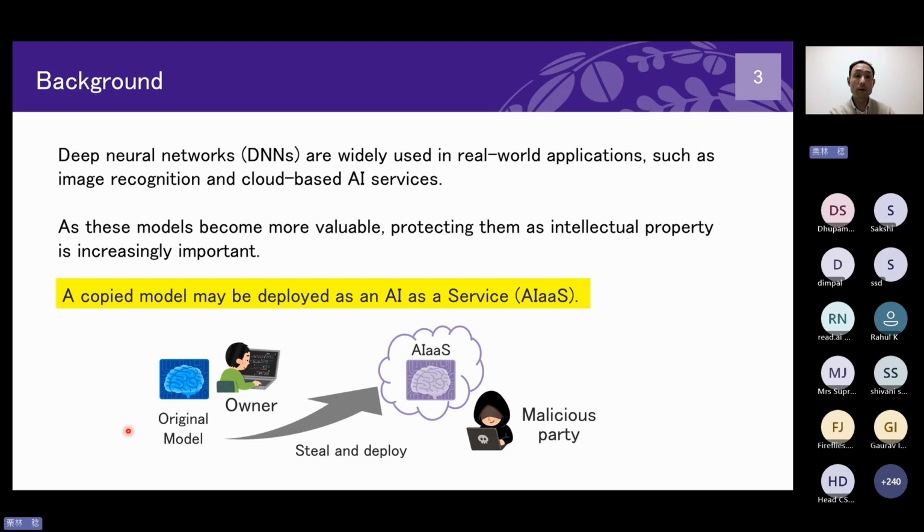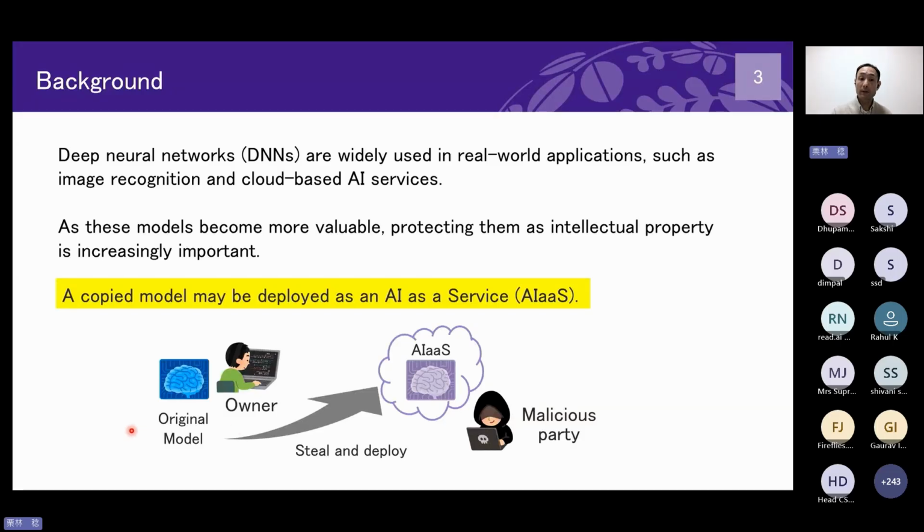Okay, at first, as you know, deep neural networks are very widely used in real-world applications, such as image recognition and cloud-based AI services. But it also raises a new threat, like infringement of the intellectual property of the AI models. So these models may be illegally copied and deployed at cloud servers. So it is a threat in this recent environment.